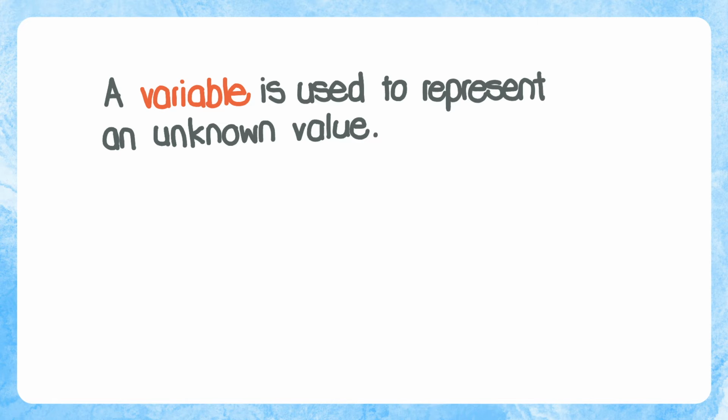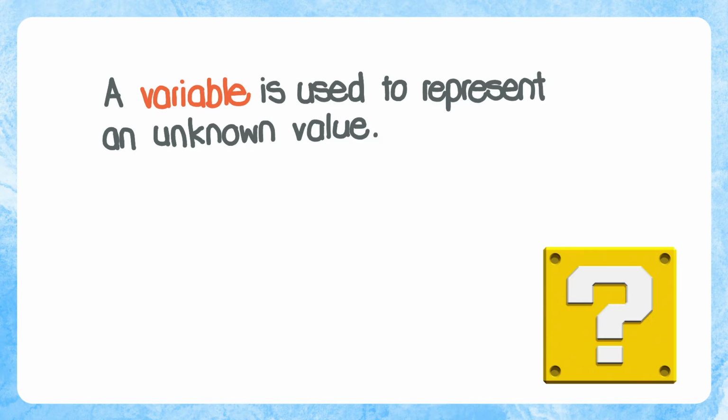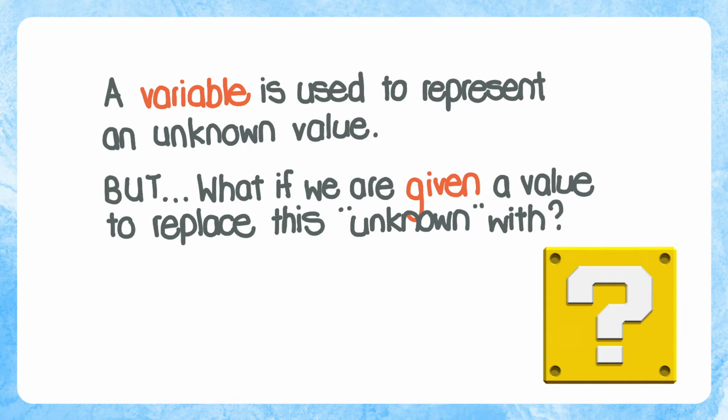So we use variables to represent any unknown values. It's sort of like a mystery box, and we're not exactly sure what's in that box. But what if we're given a value to replace or substitute this unknown value with? So what if we're giving this mystery box an actual number? That's the general idea when we're evaluating expressions.